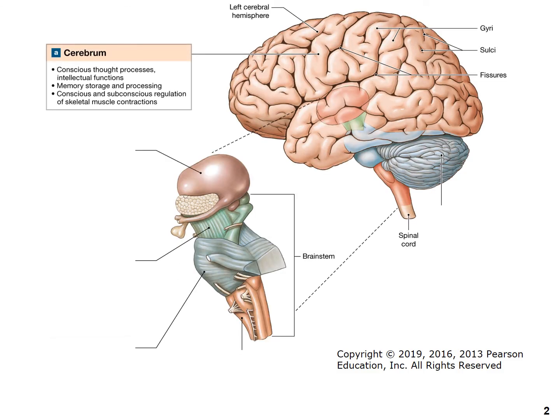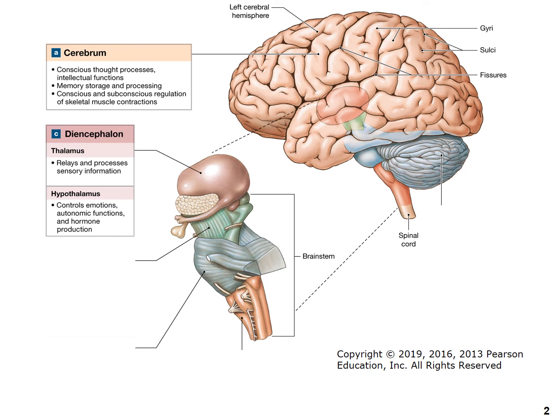So this is the cerebrum, the largest part of the brain. It involves conscious thought processes and intellectual functions. It's responsible for memory, storage, and processing, and it's also responsible for the regulation of both conscious and subconscious skeletal muscle contractions. This is the diencephalon, which consists of two main regions, the thalamus and the hypothalamus.